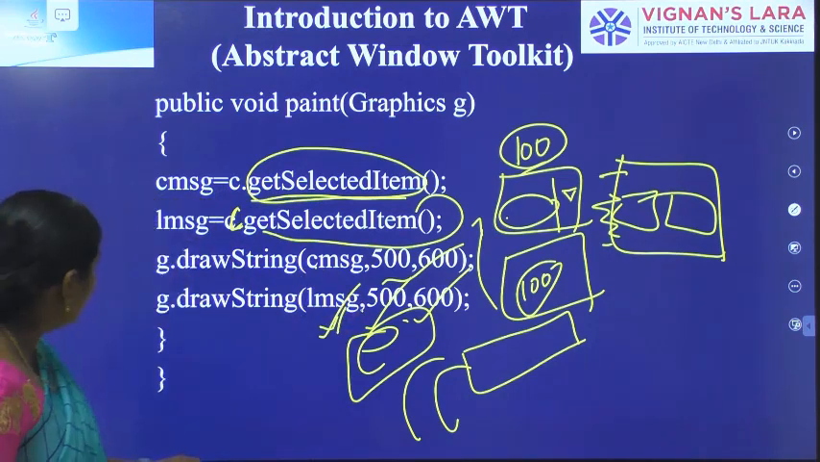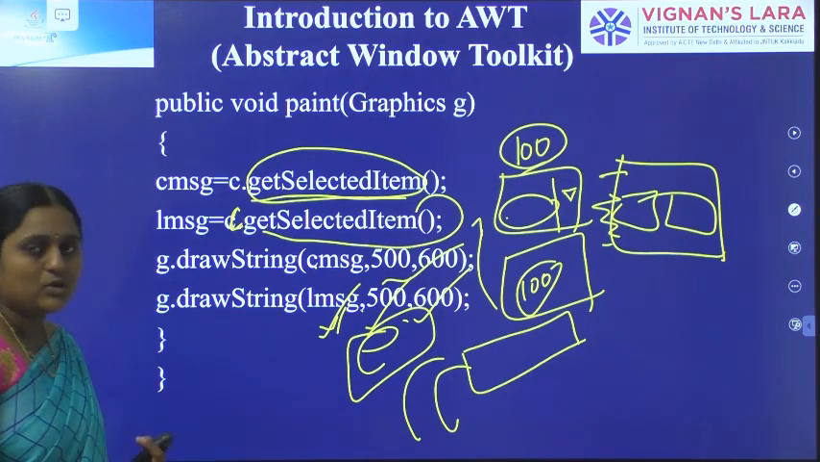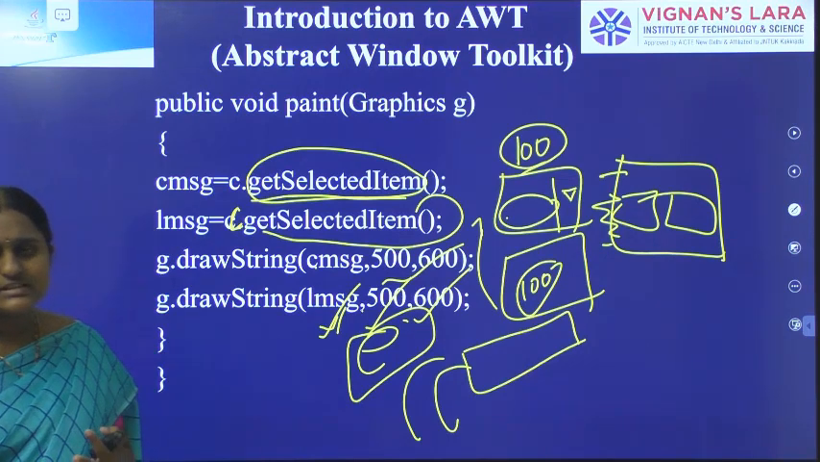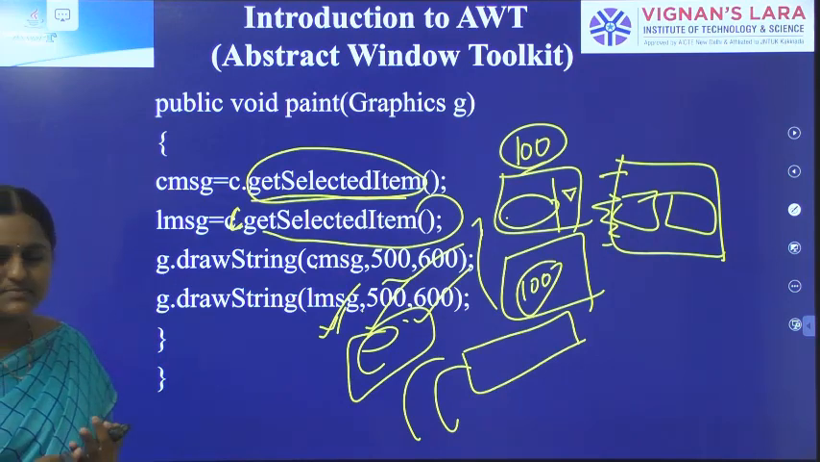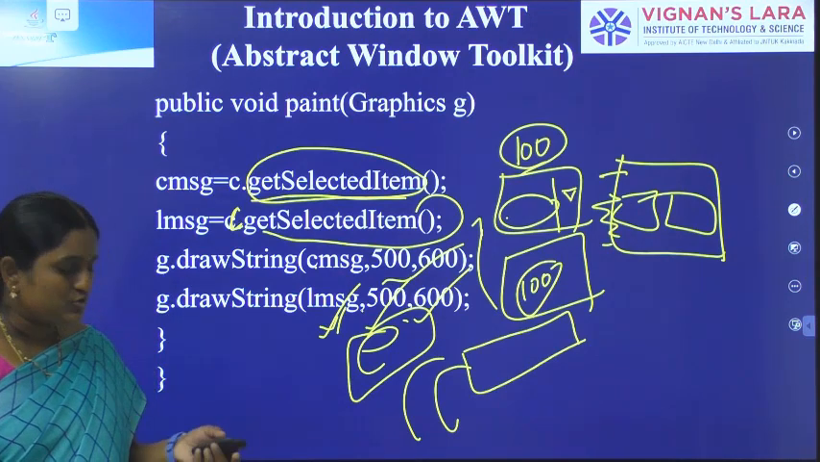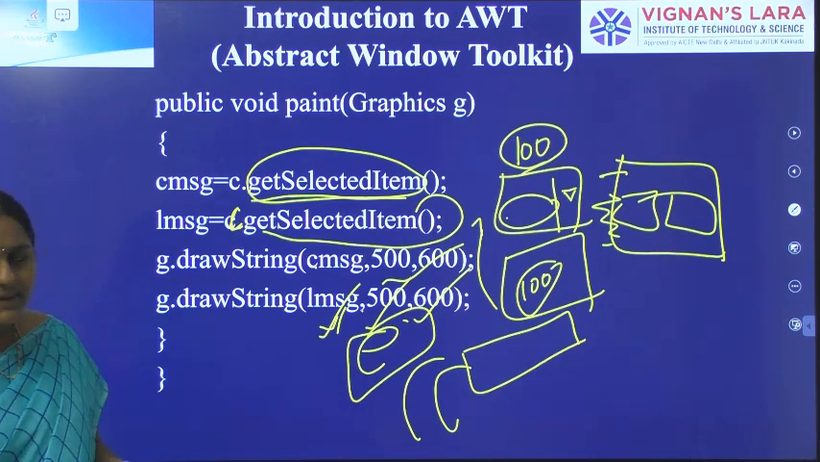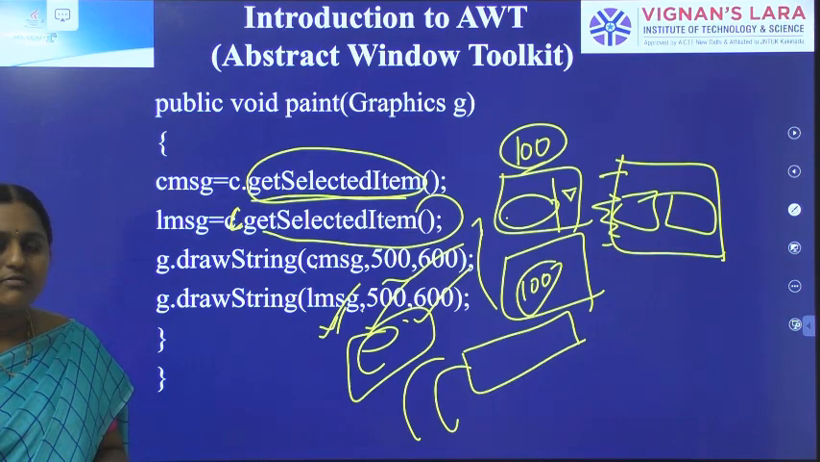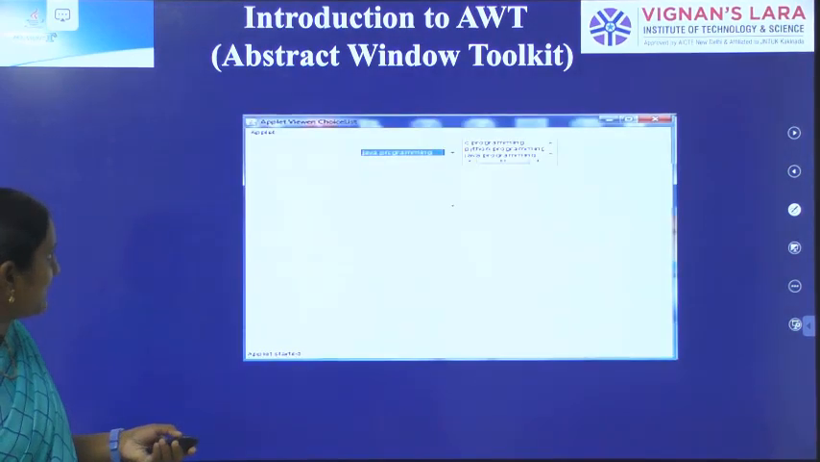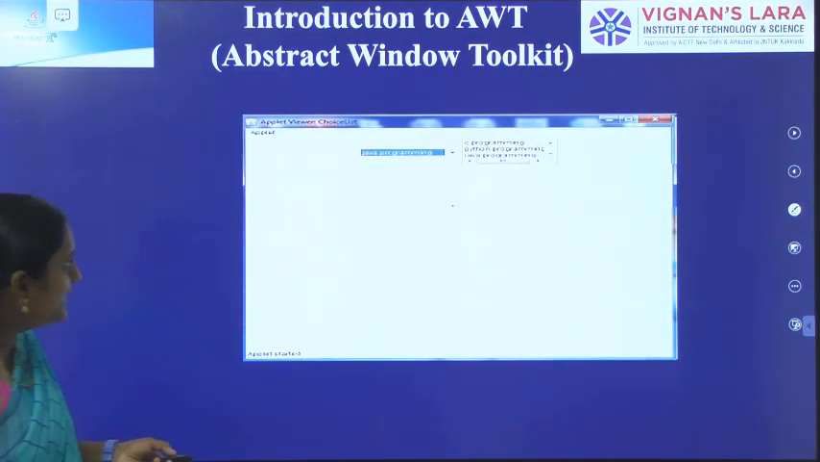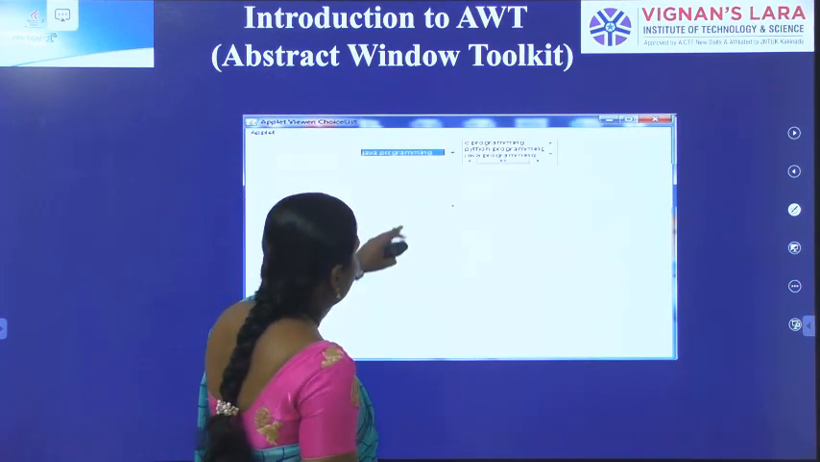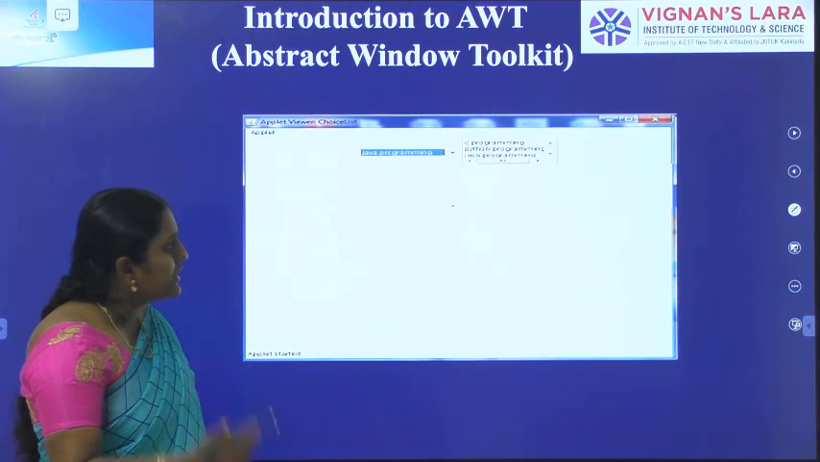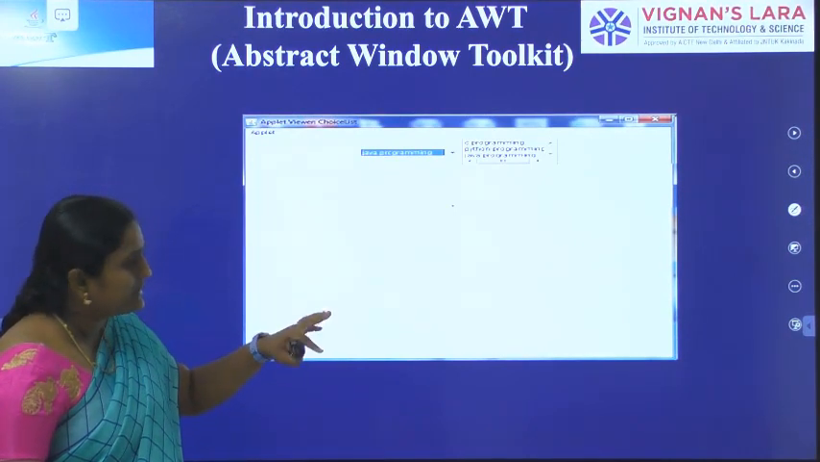Next, confirmation. Let us say this program is ChoiceList.java. After saving, we have to compile the program: javac space filename.java, javac space ChoiceList.java. After compiling, if no errors are there, our program compiled successfully. After compilation, we have to execute our program. After executing, what are the elements we have added in the list? In the list, a number of items are there. We have added Java programming, Python programming and C programming.